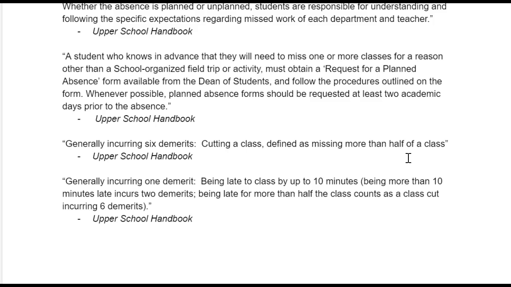Okay, so class cuts here, like if you cut a class, you get 6 demerits, okay? This is defined as missing more than half a class, which is 30 minutes or more, right? Generally incurring 1 demerit is being late to class by up to 10 minutes. Being more than 10 minutes will incur 2 demerits. Being late for more than half the class, 6, right? So 0 to 10, 1, 10 to 30, 2, 30 to 60, 6.